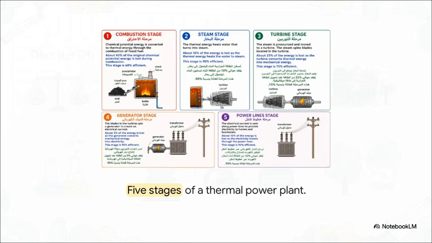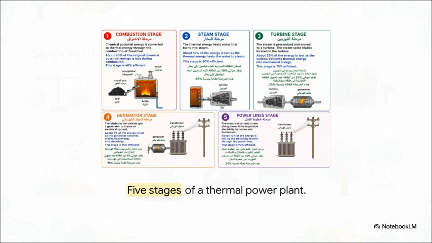During the very first stage, combustion, the chemical potential energy that's stored tightly inside the coal is converted into thermal energy as it burns. Next, we hit the steam stage, where that intense thermal energy heats up water until it vaporizes into high-pressure steam. This steam then forces its way forward into the turbine stage, where the thermal energy is explicitly converted into mechanical energy as it violently spins these massive turbine blades.